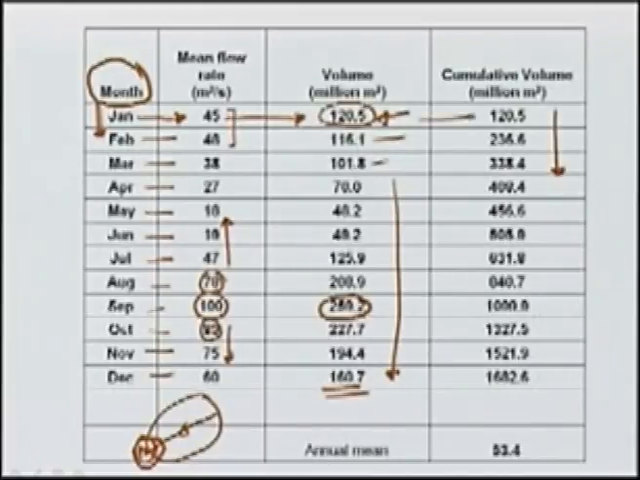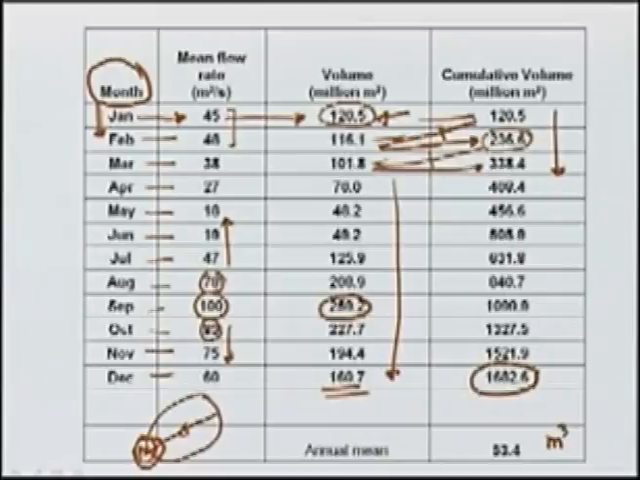So, 120.5 is here, then 120.5 plus 116.1 will give us 236.6. Then 236.6 plus 101.8 will give us 338.4. In this way, we can obtain an accumulated volume which gives us 1682.6 million meter cube for the entire year. And based on this value, we can obtain an average rate throughout the year.